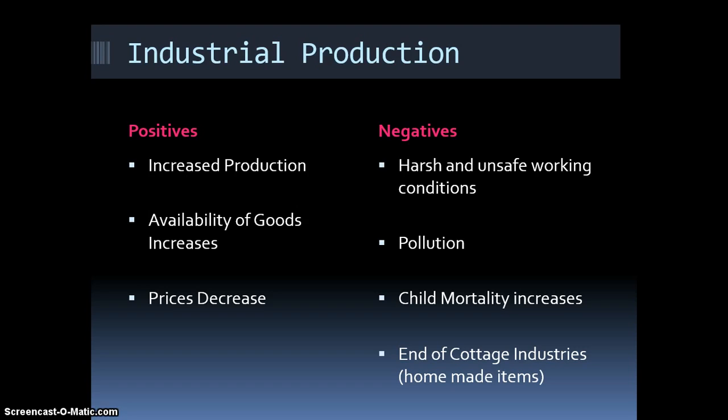And also one is the end of cottage industry, which are homemade items. So instead of your clothing being made at home, you are buying it from a textile mill or from a store that has bought it from a textile mill. So that was the Industrial Revolution in a short recap.